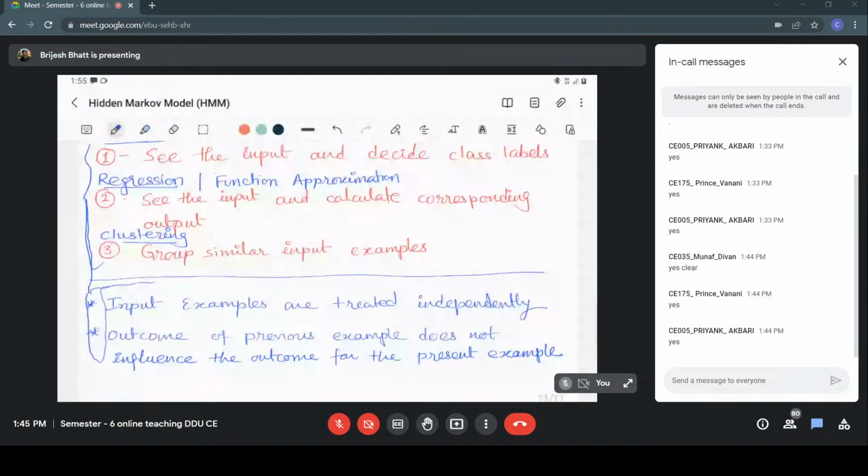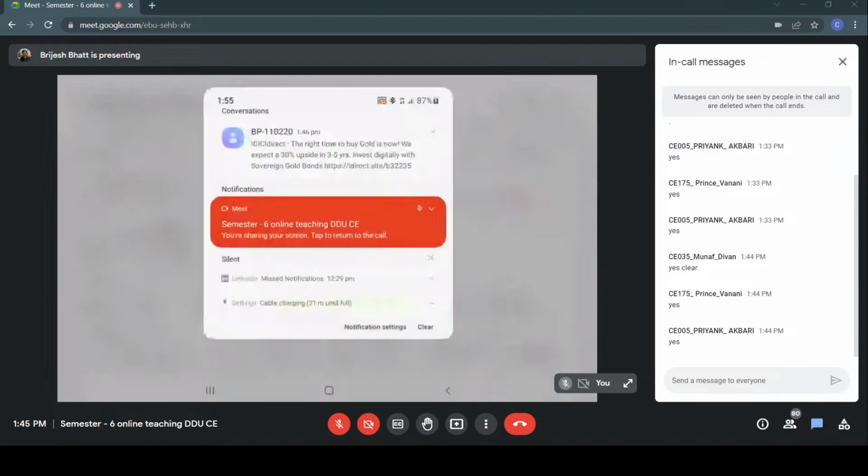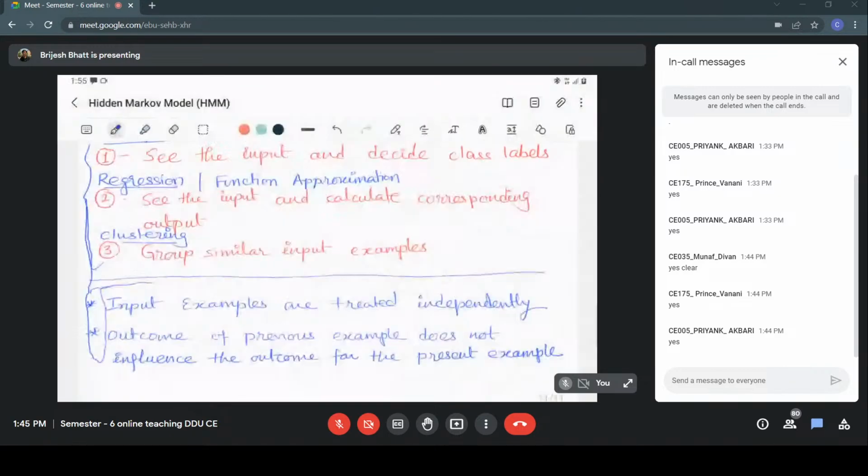characteristics. For example, there are problems for which the outcome for the current sample depends on what you have observed earlier and what output was produced earlier. Can you think of any such problem? Any such example?